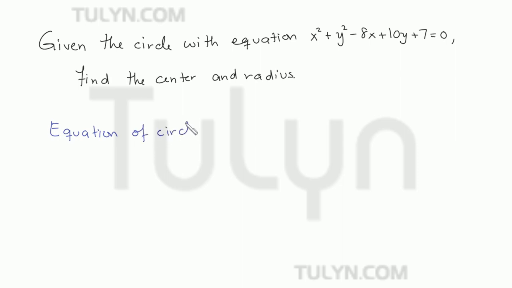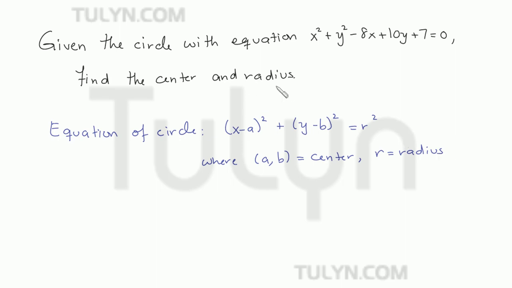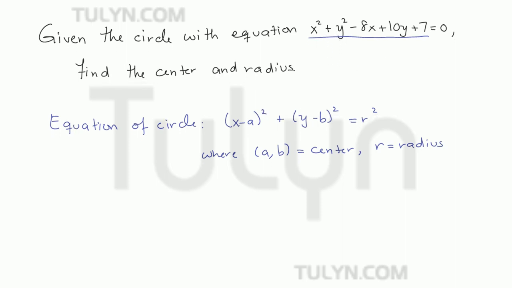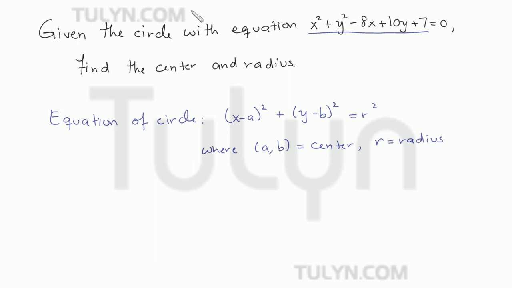So the equation of a circle is (x minus a) squared plus (y minus b) squared is equal to r squared, where the coordinates a comma b give the center and r is equal to the radius of the circle. So since we want to find the center and the radius for this circle up here, what we need to do is to get this looking like this. And the way we do that is by completing the square.